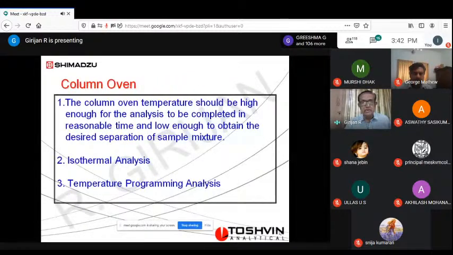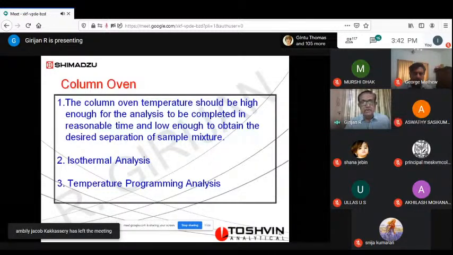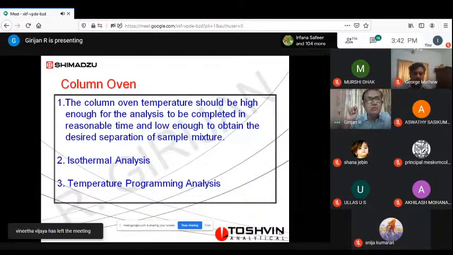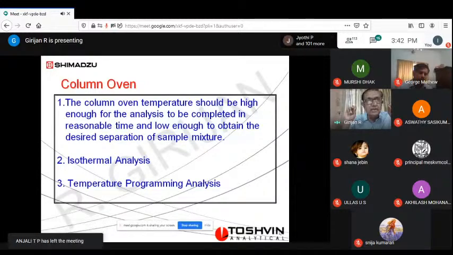And finally, we are putting the column inside an oven, because the column is to be heated. And in the case of GC, there are two different types of analysis. One is known as an isothermal analysis. One is known as a temperature programming analysis. Isothermal means that for the entire analysis, we are carrying out a constant column temperature. That means during the analysis, we are not changing the column temperature. The column temperature remains constant. That's called isothermal analysis. In the case of HPLC, there is a similar operation which is known as isocratic analysis.